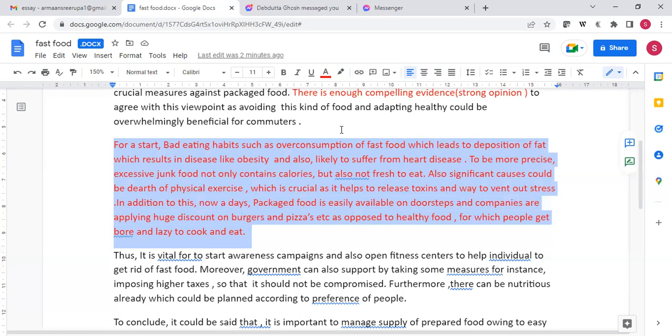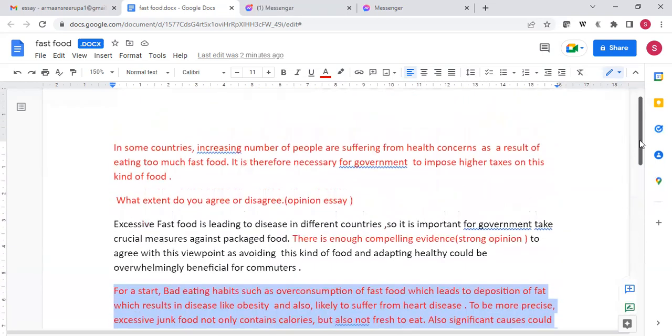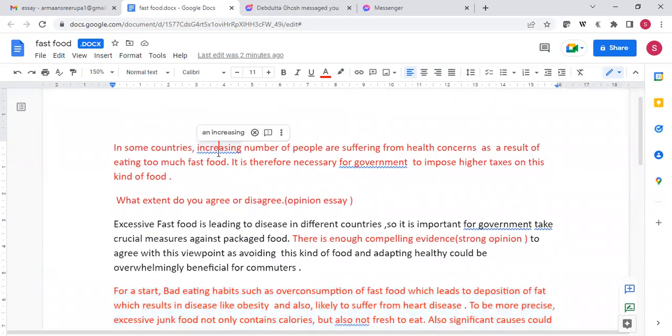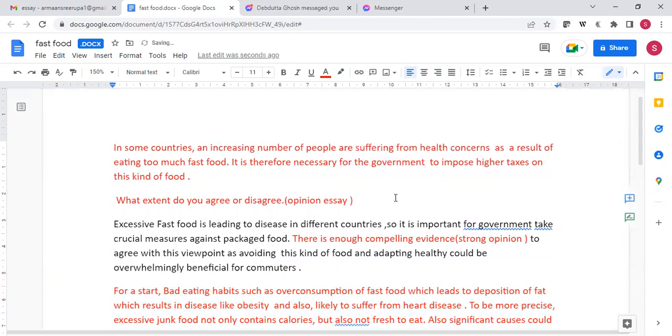Yes, ma'am. Ma'am, can you show me the question once again? This is the question. This is the question in red. You're suffering from inconsistency of eating too much fast food.